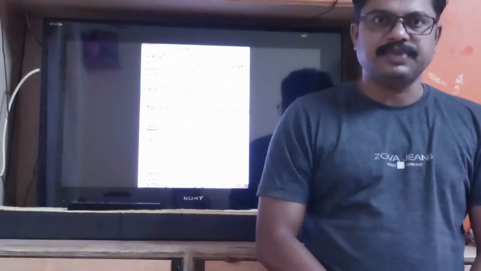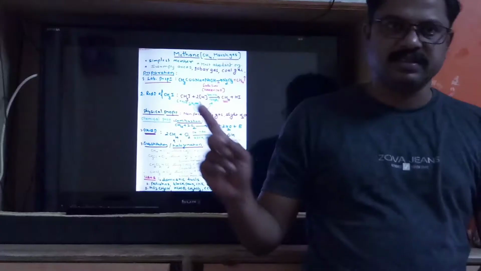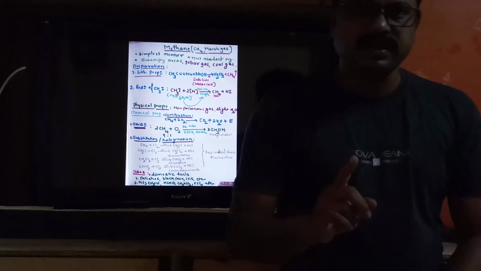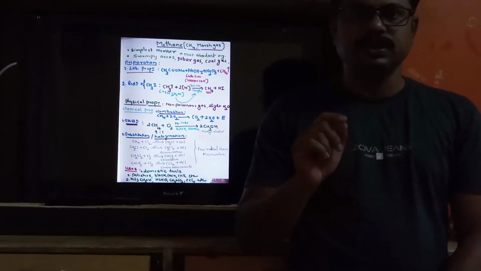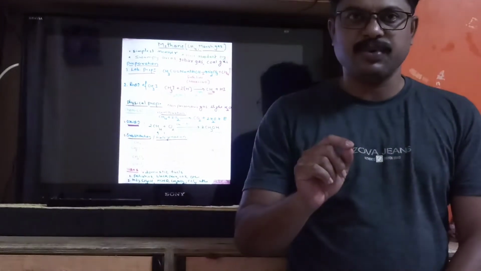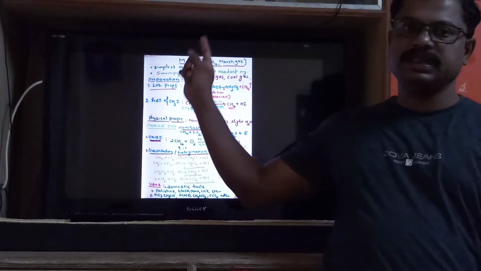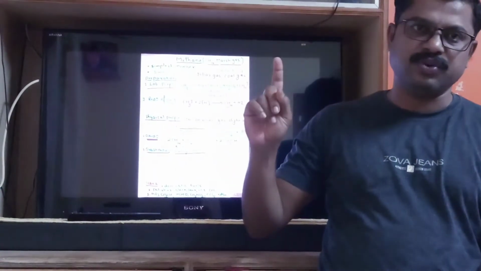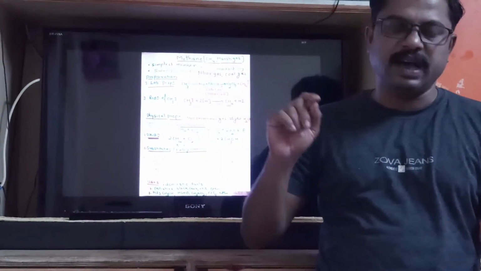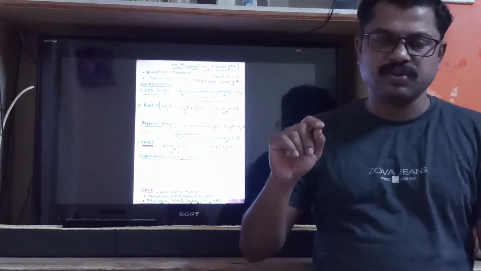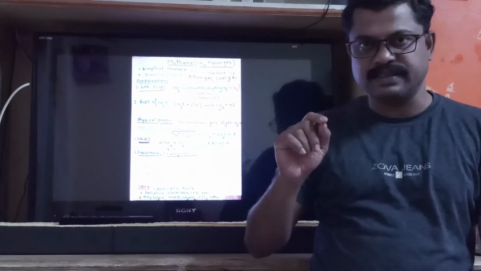So first we have to study the alkanes. The general formula of alkanes is CnH2n+2. The first compound in the alkanes is called methane. The methane formula is CH4, 1 carbon and 4 hydrogen, and it is also called marsh gas.